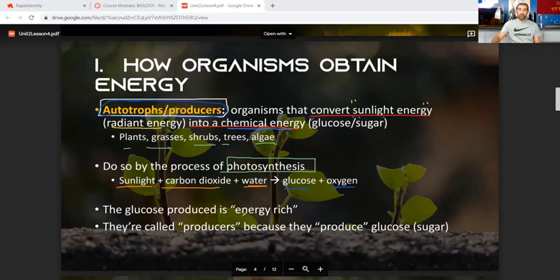This glucose produced is energy rich, right? Sugar will give you a lot of energy.